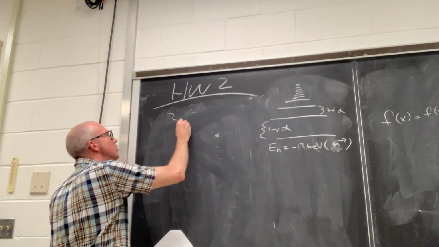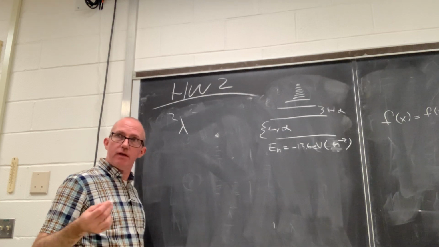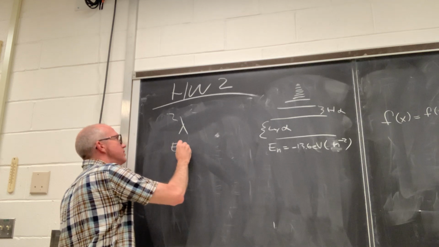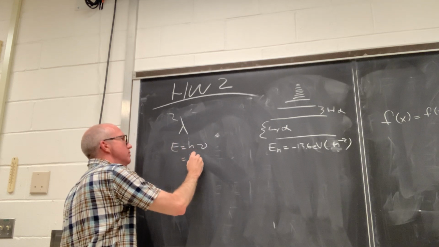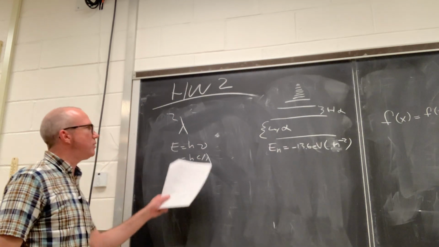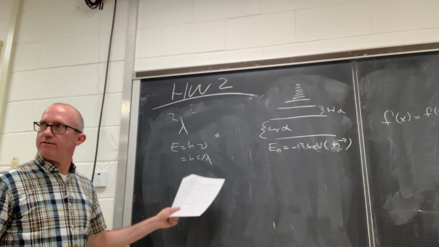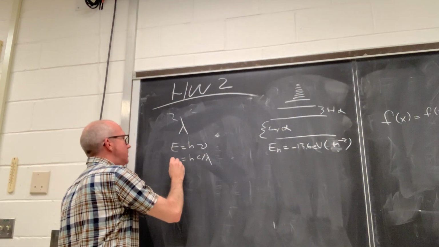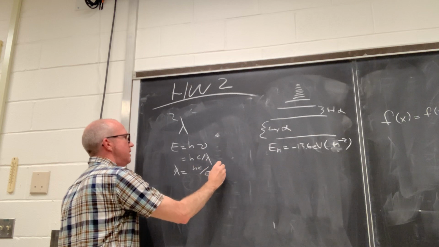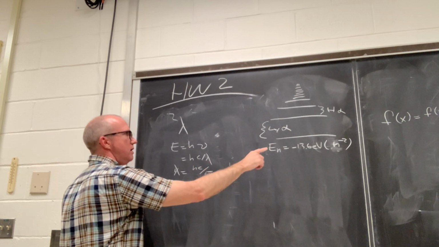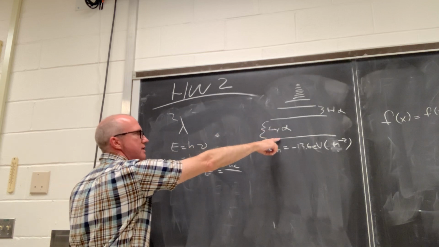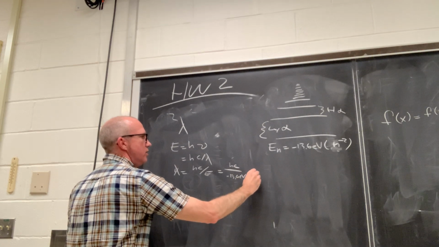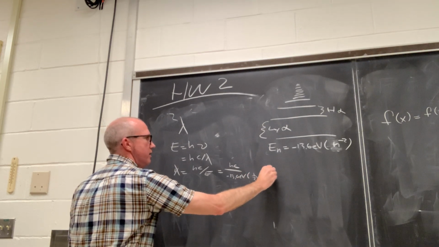So what I asked for is the wavelength for a photon. What we know about wavelengths for photons is that they come from the energy. We know that E equals h nu, or E equals hc over lambda. This is one of the few things that I can remember, E equals h nu, and I have to get everything from that. So we get lambda equals hc over E, which is hc over the energy from going from this state to this state, which is minus 13.6 eV times 1 over 2 squared minus 1 over 1 squared.